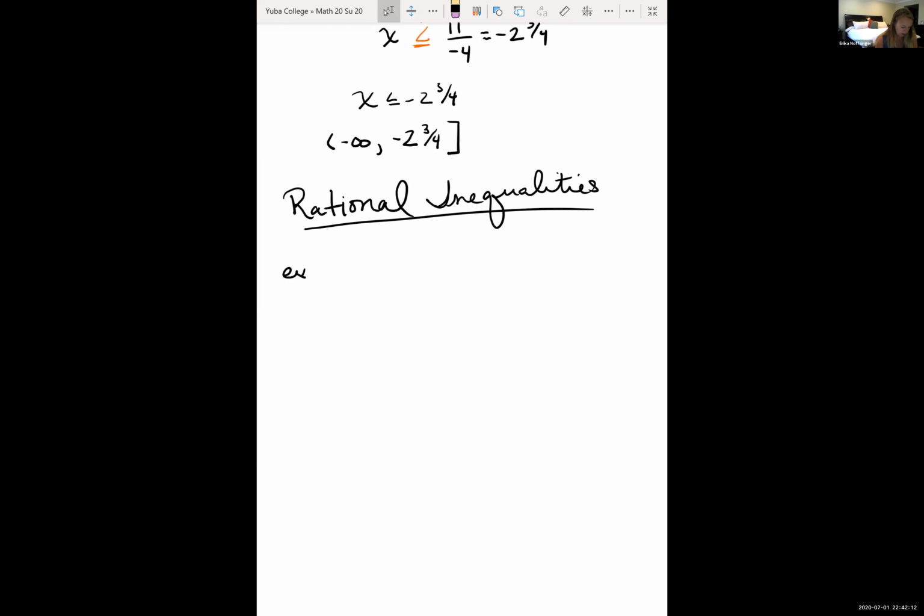If you have the following, I'm going to start with a harder one. Let's say you had 5 over x minus 3, and this is greater than 3 over x plus 1.